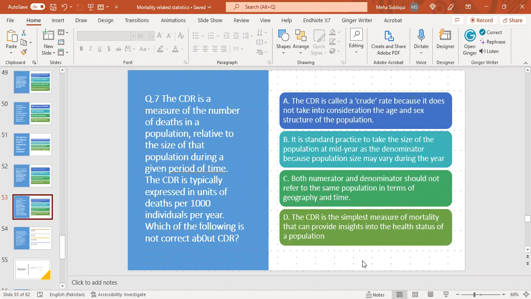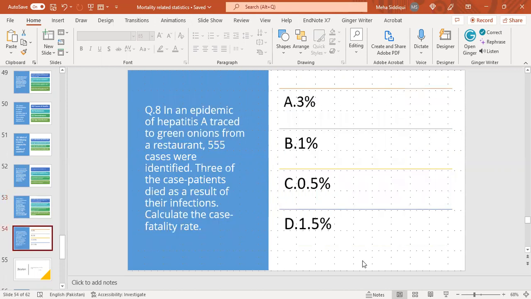It is standard practice to take the size of the population at mid-year as the denominator because population size may vary during the year. Both numerator and denominator should not refer to the same population in terms of geography and time. It is the simplest measure of mortality that can provide insights into the health status of our population. C is the right option.